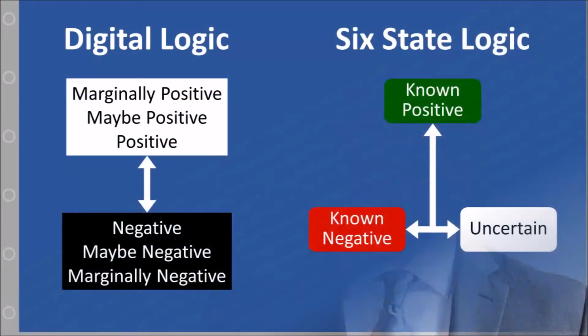When we think of digital logic, a 1 representing the positive state and a 0 representing the negative state comes to mind. Six-state logic enhances digital logic by adding a third uncertain state. The immediate effect of adding the uncertain state is to more clearly define new six-state logic known positive and known negative states in contrast to the uncertain state.